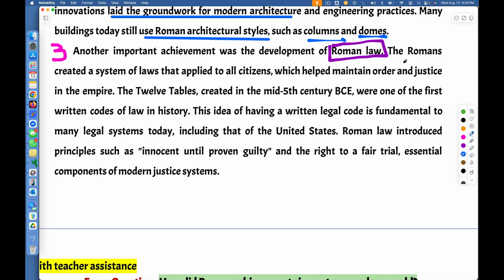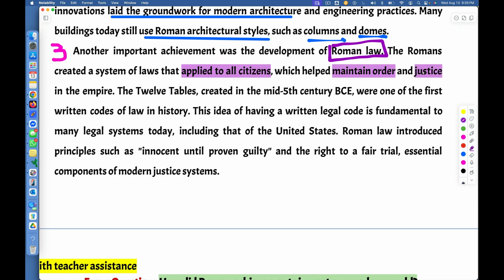And now we move on to our final paragraph, which has to do with Roman law. So once again, you've probably got the hang of it. We're going to highlight words that describe Roman law, and then we're going to underline examples of how it influences our world today. The Romans created a system of laws that applied to all citizens. So this is a key feature, is that it applied to all citizens. And what this does, it helps maintain order and justice.